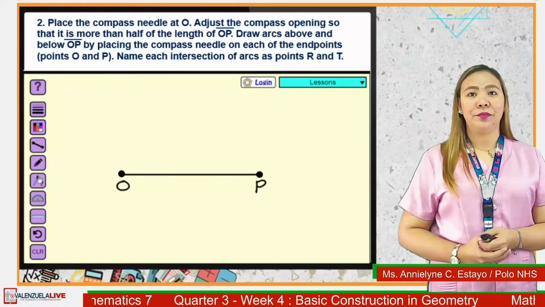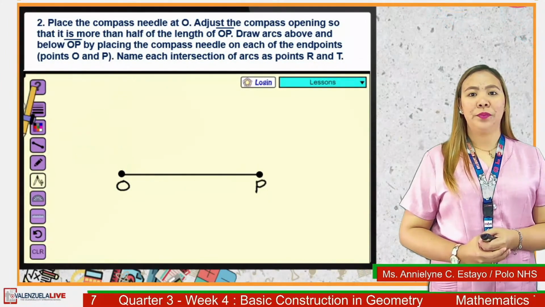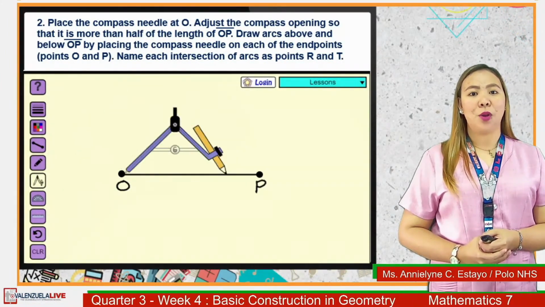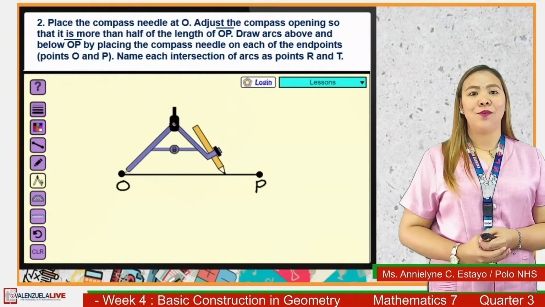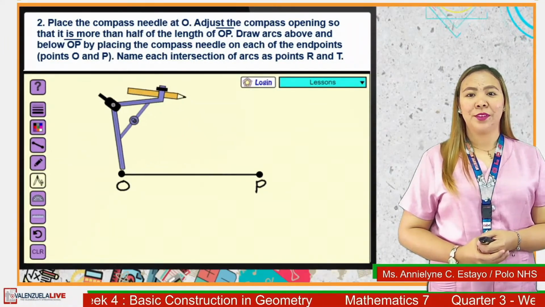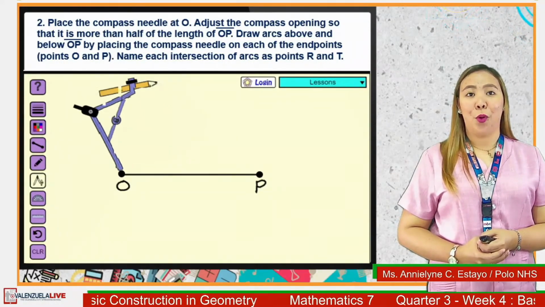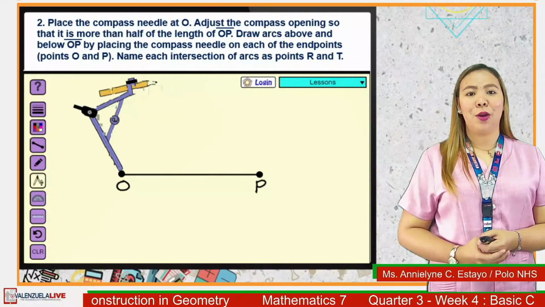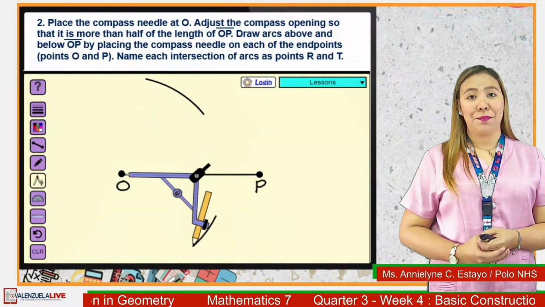Step 2, place the compass needle at point O. Adjust the compass opening so that it is more than half of the length of segment OP. Draw arcs above and below segment OP by placing the compass needle on each of the endpoints O and P.